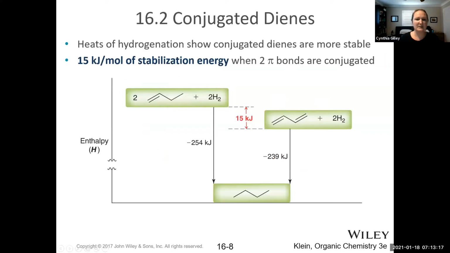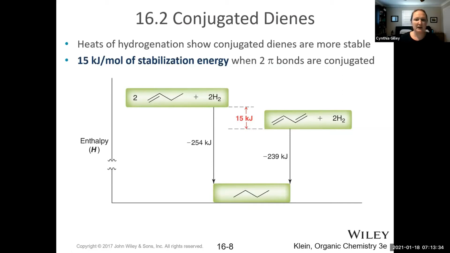So that can at least partially attribute to the different length of the carbon-carbon single bond. There'll be another reason that we talk about eventually once we get into molecular orbital theory. For now, let's talk about the stability of conjugated dienes.